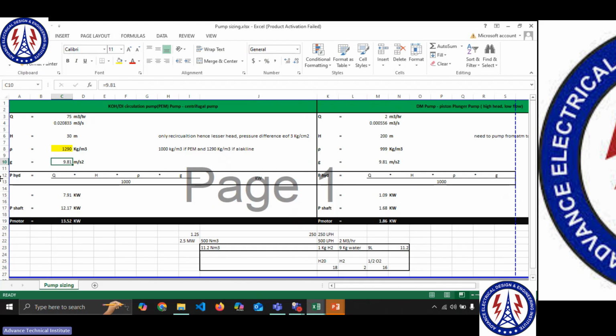What is the third item you said? Motor power. QH, and density in kg per meter cube. This is density. Density of lye is 1290. Remember, 1200 we discussed. I've written it here: 1290 if alkaline, 1000 if PEM, because in PEM we are using water, and in alkaline we are using KOH solution. Are we clear?